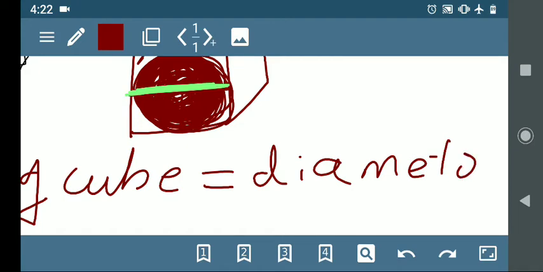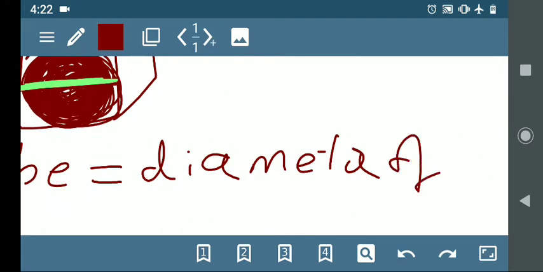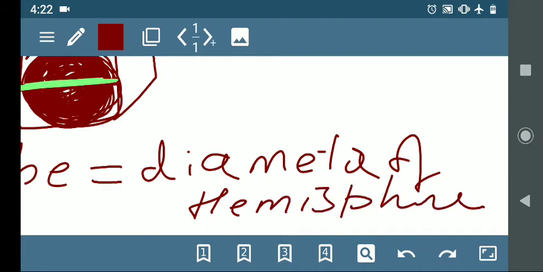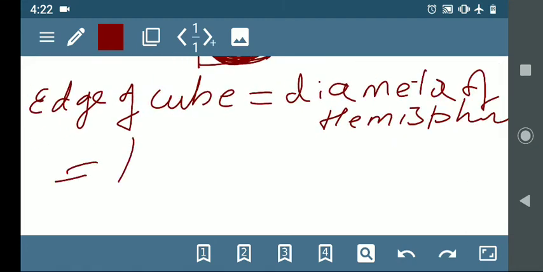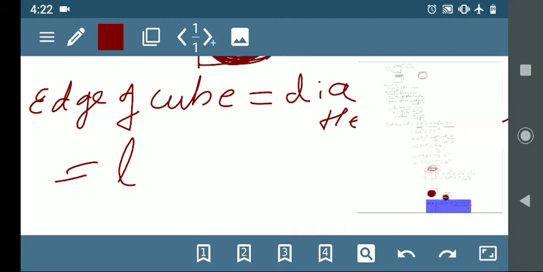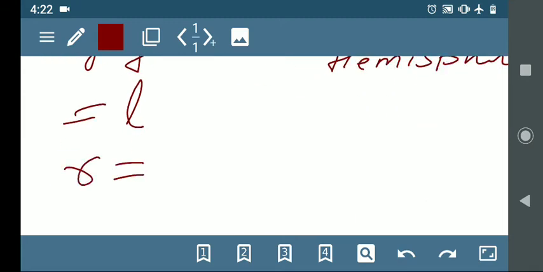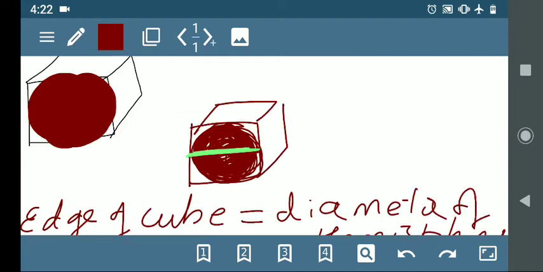Okay, so that is given as L. Therefore, what is the radius? Radius is equal to L divided by 2. Determine the surface area of the remaining solid. So after digging out the hemisphere from this solid, they are asking to find the total surface area of the remaining solid.